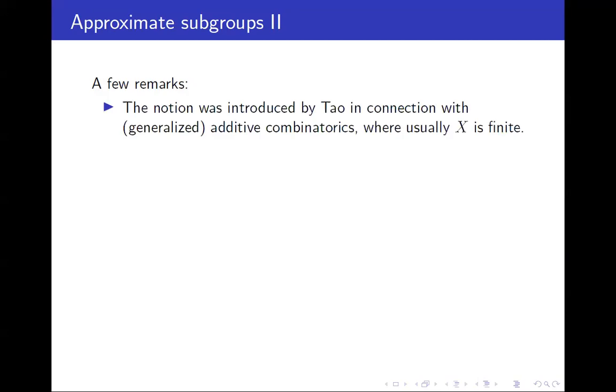A few remarks. I think this notion was introduced by Tao in connection with generalized additive combinatorics. Generalized means going beyond a commutative situation, where usually X is finite. And in the finite case, for different reasons, you have to quantify the degree of approximativity. Otherwise, it doesn't make sense, because a finite set will always cover X times X just by being finite.